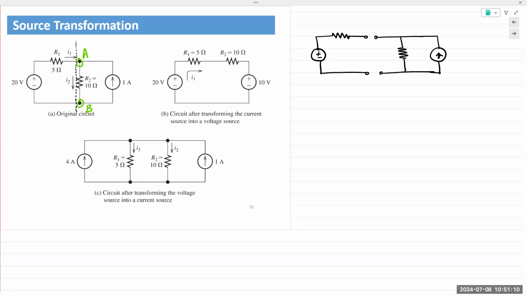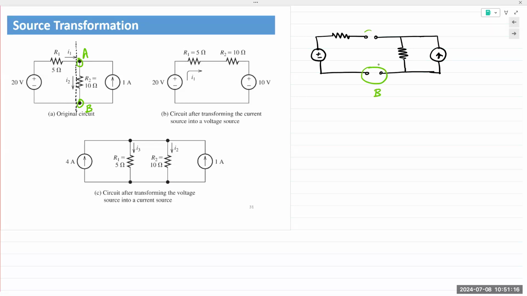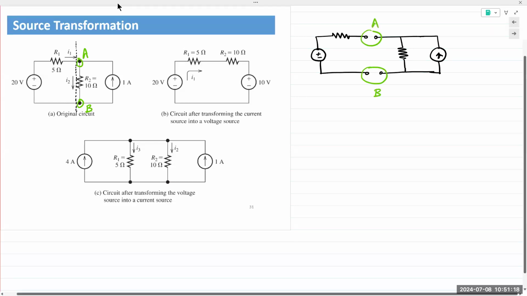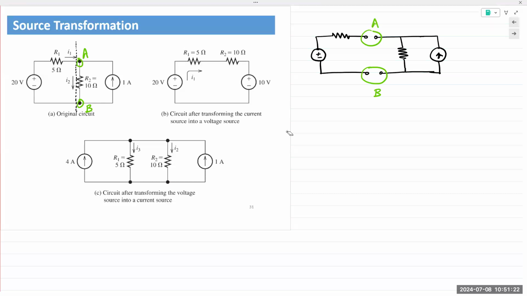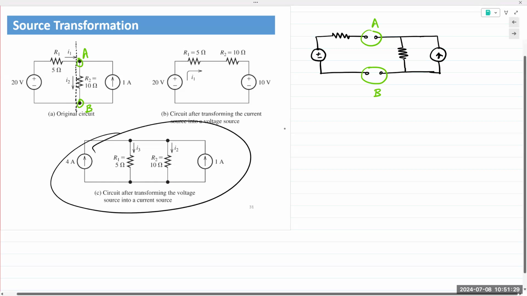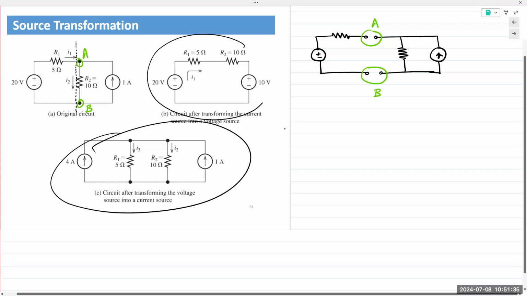So now between this pair of terminals, these are both A and B, right? This is B and this is A. So I'm detaching, I'm cutting out on either side. I can transform the left side into a current source, and that would give me the circuit shown in C. Or I can transform the current source on the right and convert it into a voltage source. That would give me circuit number B.